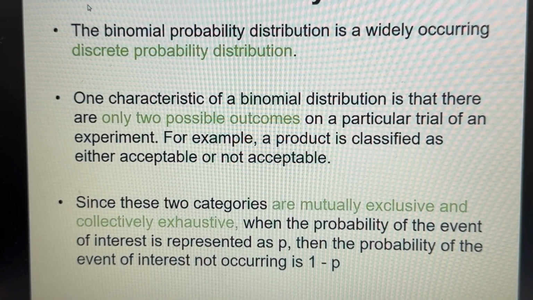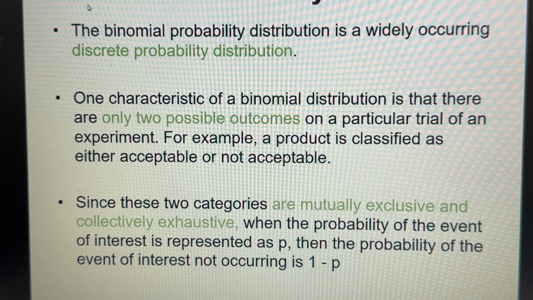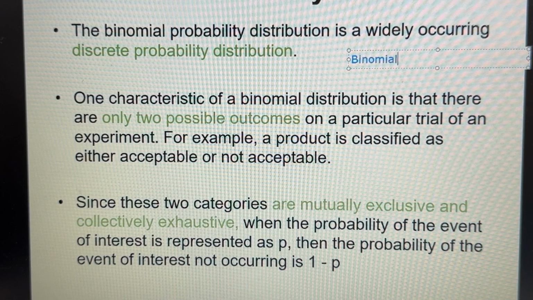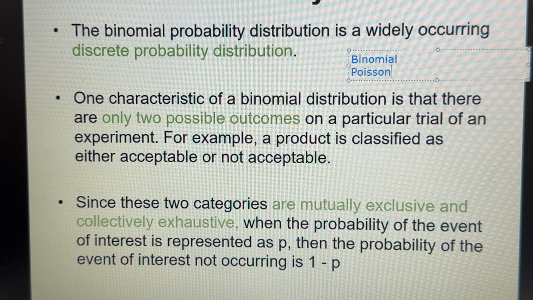So next we come to the binomial probability distributions. There are two types of distributions. As I told you, one is discrete probability distributions, and the other is continuous probability distributions. Under the discrete probability distribution, there are two distributions. One we call the binomial distribution, and the other is the Poisson distribution. So now we will discuss what the binomial distribution is.